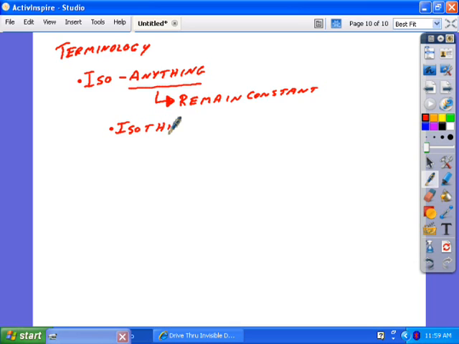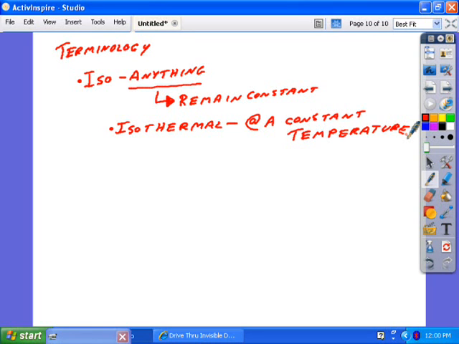Isothermal. Now, this one should be pretty simple to work out. Same thermal, same temperature. So that means that if we're talking about an isothermal process, it is going to happen at a constant temperature. It is not going to be changing at all. So isothermal means that it is going to be happening at a constant temperature.